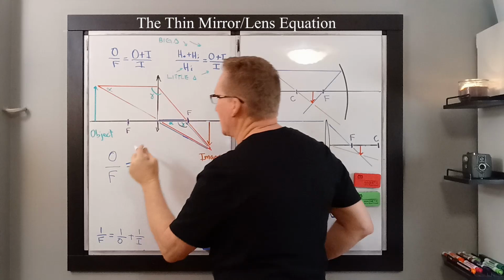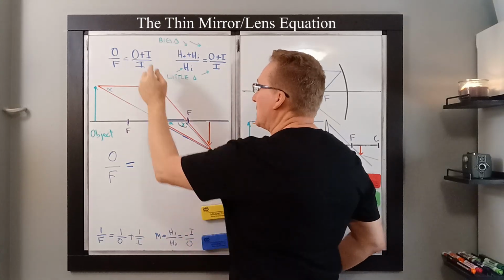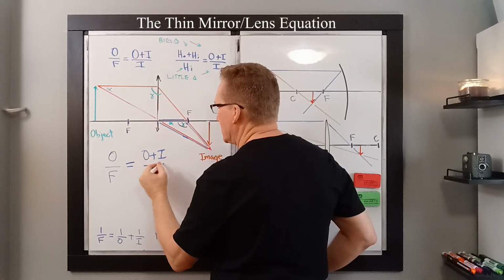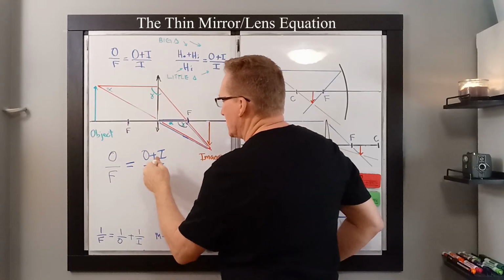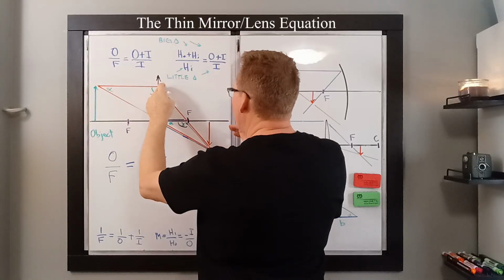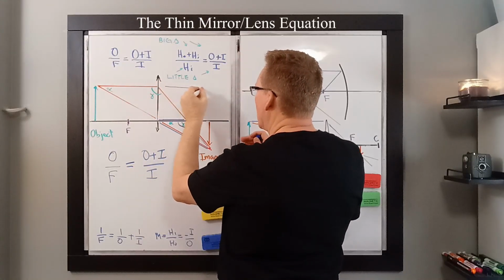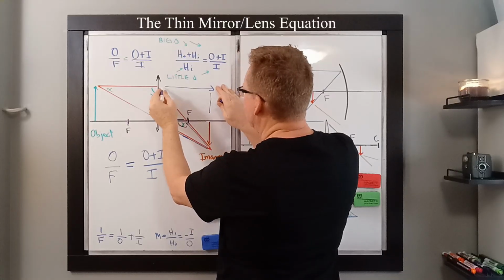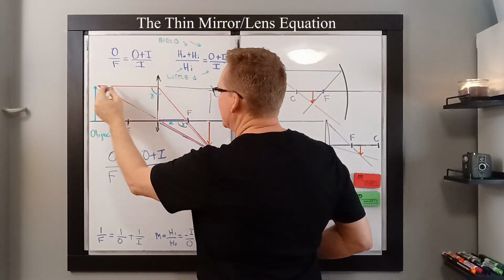Can I relate that to something else from the big triangle to the little triangle? Well, let's take a look at this over here. The object plus the image over the image. So the object plus the image would be from here to here, that's the object, and the image would be from here all the way to here. So this is the distance to the image. You notice the image is over here. So this distance is the distance to the image. This is the distance to the object.